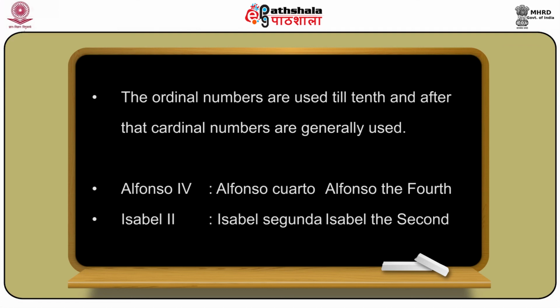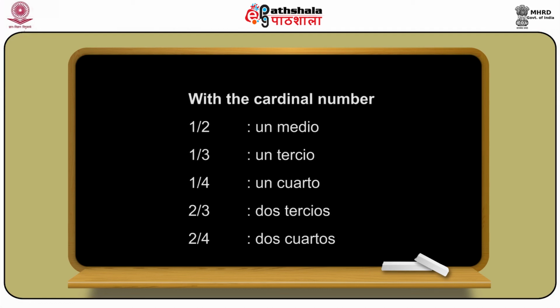So when the ordinal numbers are used with names, the word the is not written in Spanish. Remember that. For example, if you want to say Alfonso the fourth, we can say Alfonso cuarto. If we want to say Isabel the second, we can simply say Isabel segunda. Segunda because Isabel is feminine, that is a woman. So now let's see some expressions of quantity.